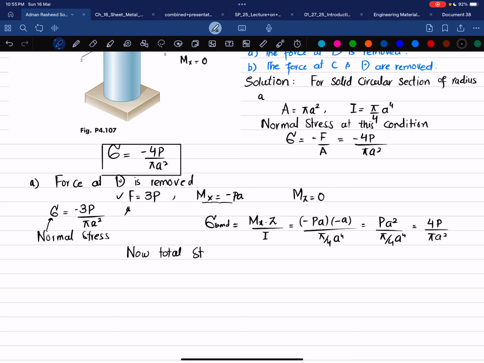stress will be equal to normal stress plus the stress due to bending. And we can write that this will be equal to minus 3P over pi A square minus 4P by pi A square. Now what is the reason that we have put a minus sign over here? So I will show you.